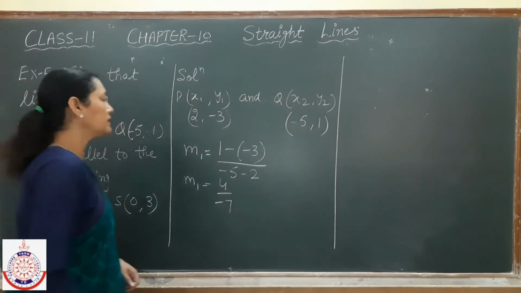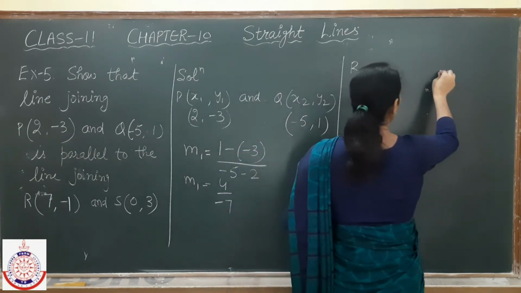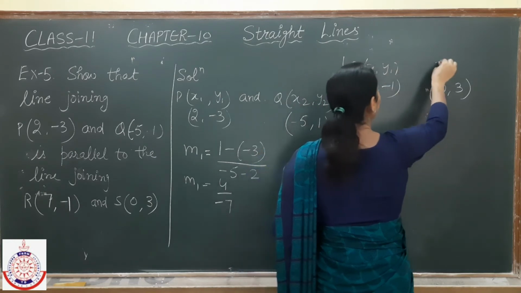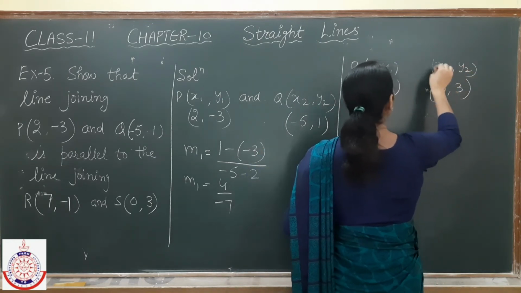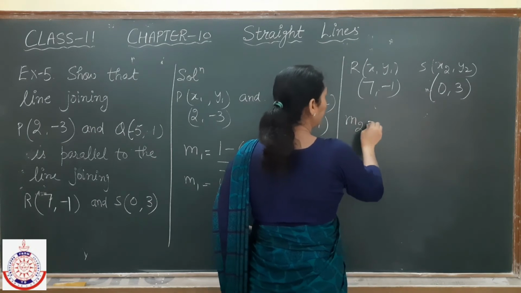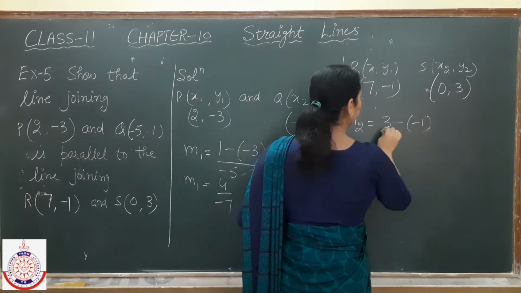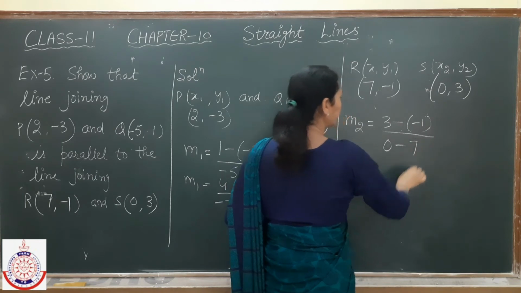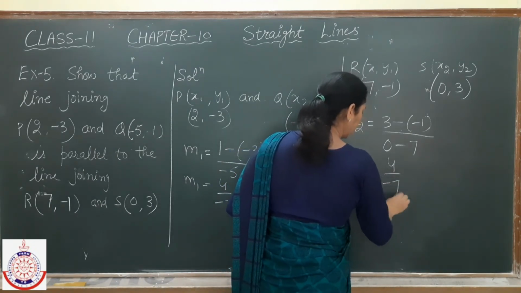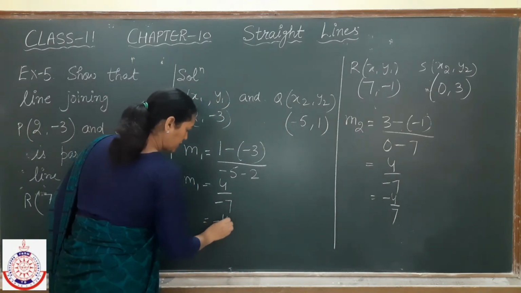Now let us find out the slope for the second line. Here the points given are 7 minus 1 and 0 and 3. Let its slope be m2. So what is the value of m2? 3 minus minus 1 upon 0 minus 7. So again what we have obtained? We have obtained 4 upon minus 7. That can be written as minus 4 upon 7. Here also you can write minus 4 upon 7.